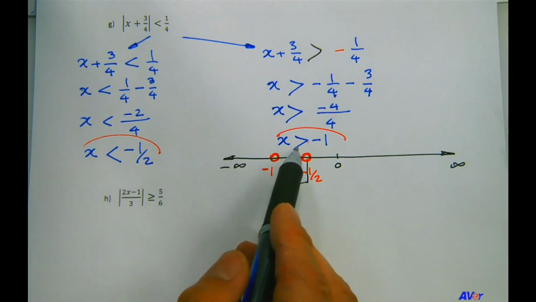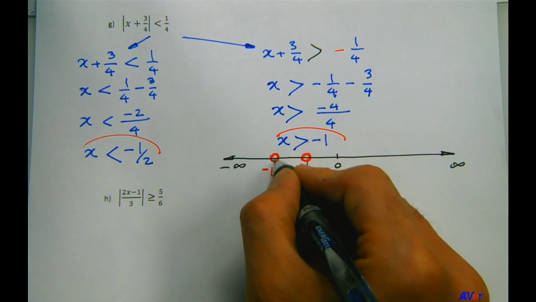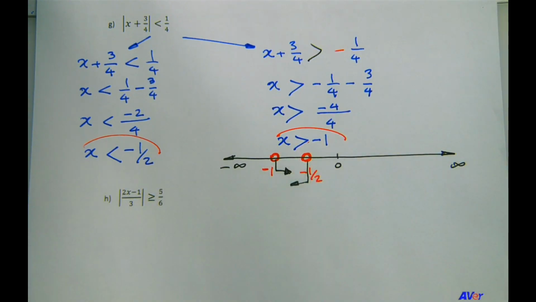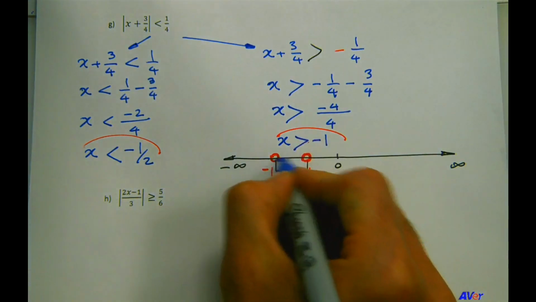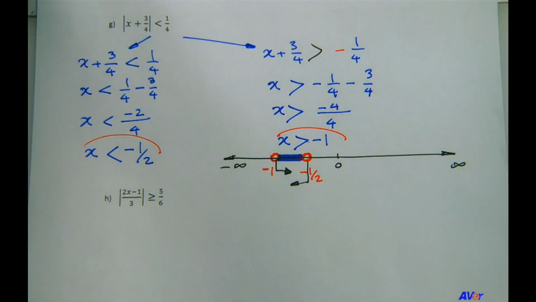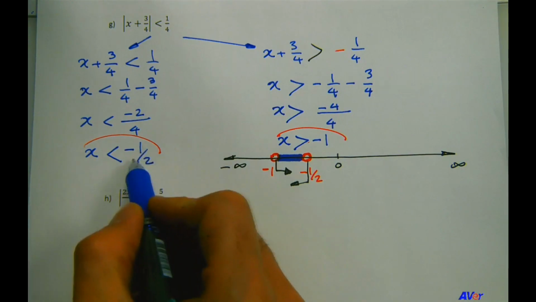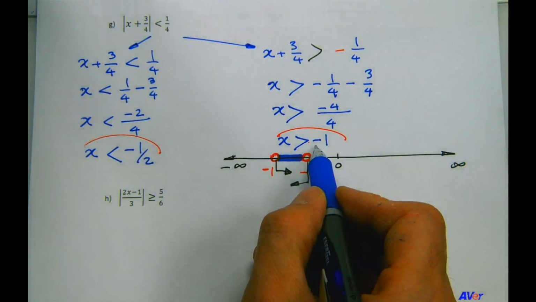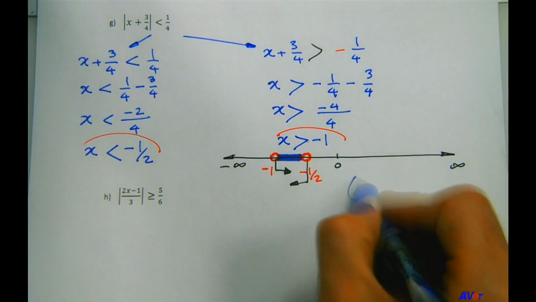That one says anything greater than negative 1. So it's saying go that way. Do they overlap? They do, right? So the overlapping piece becomes the final solution. Like that. So when I'm ready to write my final solution using interval notation, should I use parentheses or brackets? Are negative 1/2 and negative 1 included? No, they're not. So we must use parentheses.